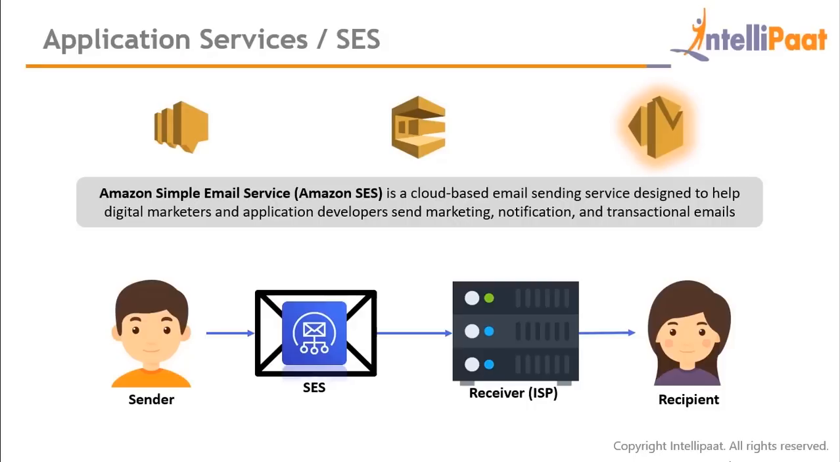So the sender sends the email. A single email also can be sent, or a multiple number of emails. And first it goes to SES, the Simple Email Service, which then pushes the data or the email to the receiver's ISP, the internet service provider. And finally, that ISP will provide the email to the recipient. It is a simple working method which could be easily understood. That's all about application services. Now let us move on.